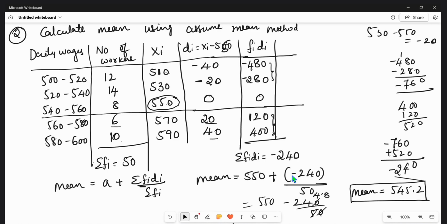So mean will be equal to A plus sigma Fi into Di by sigma Fi. So A is 550 plus sigma Fi into Di by sigma Fi. You will get this, so the answer will be 545.2. Any method you do, you will get the same answer. Okay. So this will be easier.